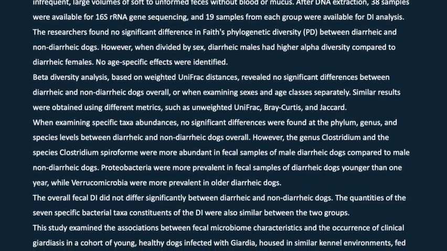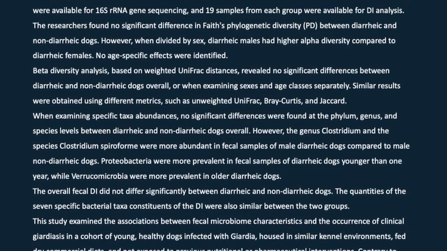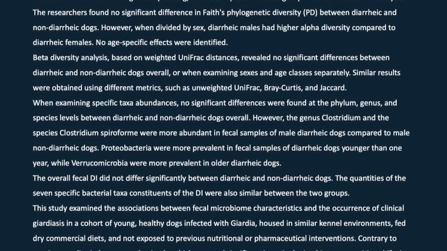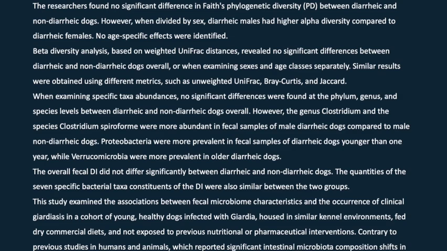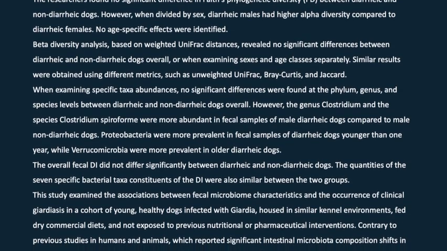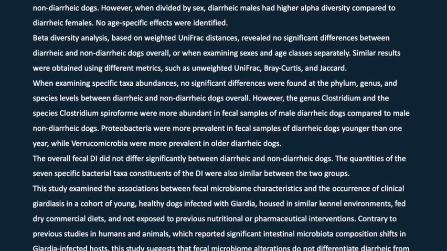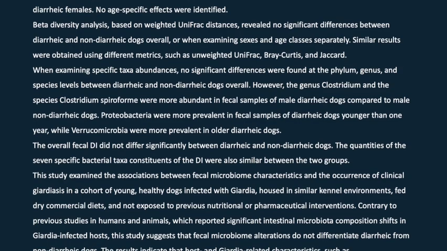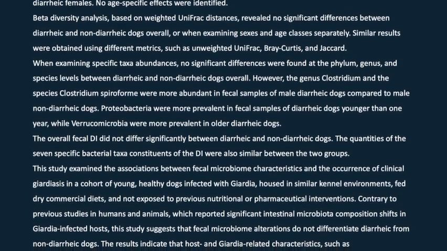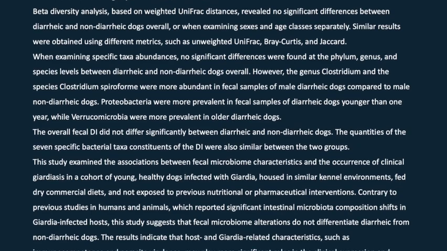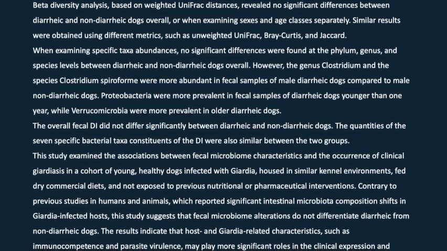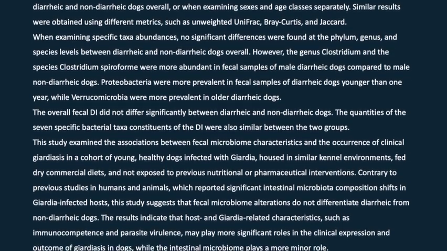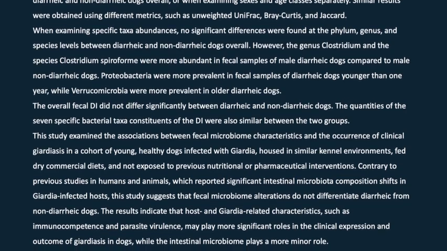When examining specific taxa abundances, no significant differences were found at the phylum, genus, and species levels between diarrheic and non-diarrheic dogs overall. However, the genus Clostridium and the species Clostridium spiroforme were more abundant in fecal samples of male diarrheic dogs compared to male non-diarrheic dogs. Proteobacteria were more prevalent in fecal samples of diarrheic dogs younger than 1 year, while Verrucomicrobia were more prevalent in older diarrheic dogs. The overall fecal DI did not differ significantly between diarrheic and non-diarrheic dogs. The quantities of the 7 specific bacterial taxa constituents of the DI were also similar between the two groups.